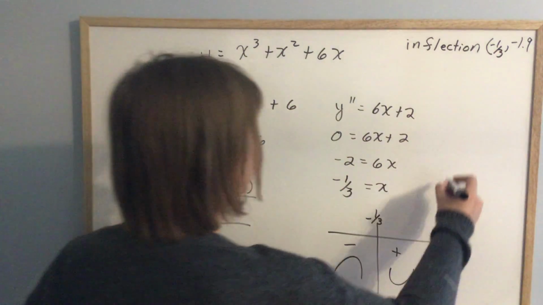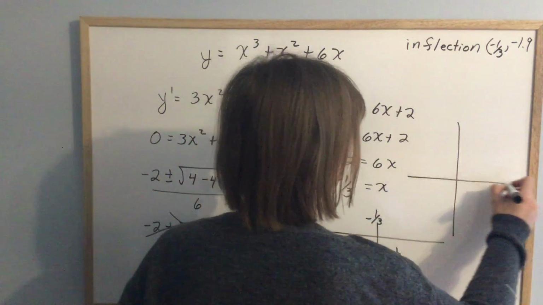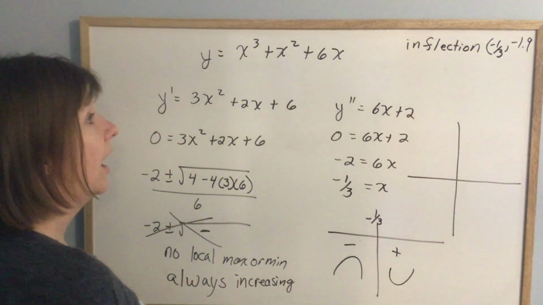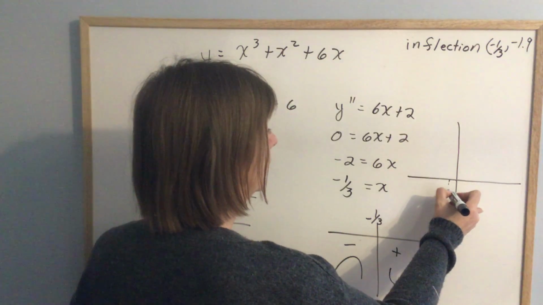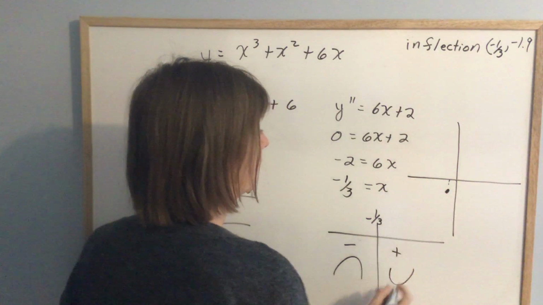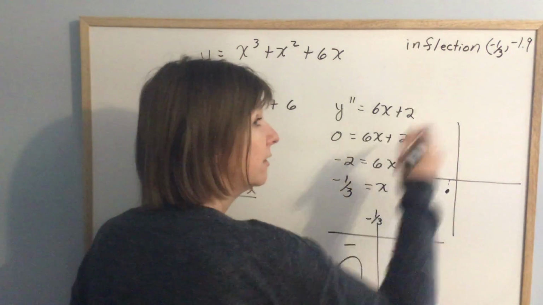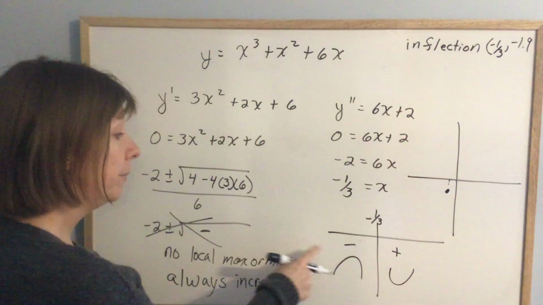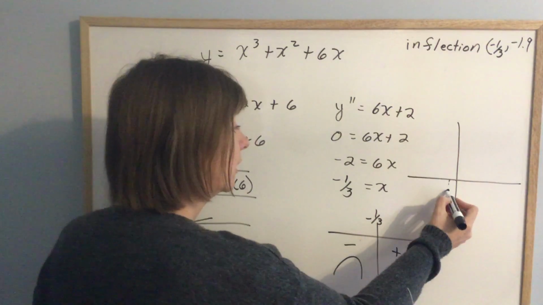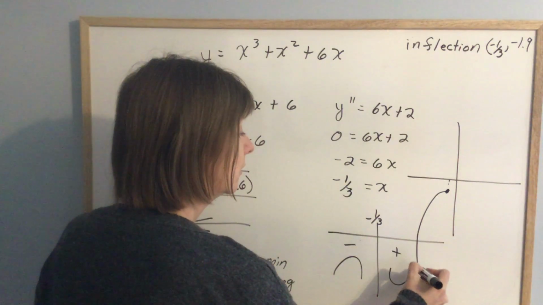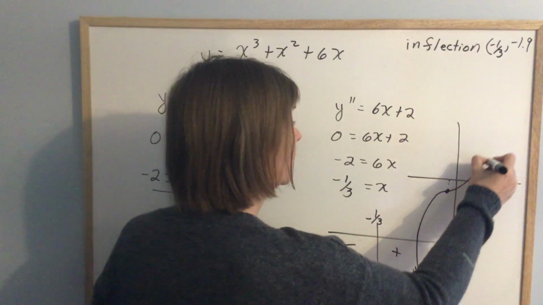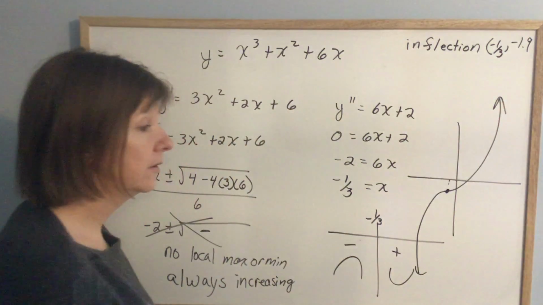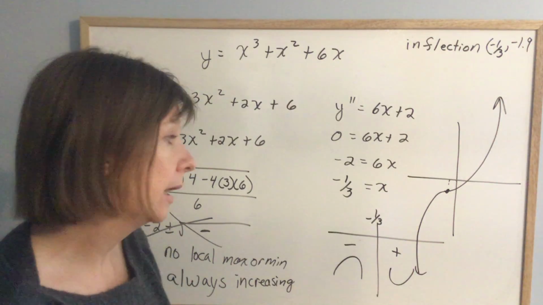So now, if I'm drawing this, I don't have a lot of space to draw it, but I have an inflection point at negative 1/3 and almost negative 2. The graph is always increasing, but before this point, it's concave down, and after this point, it's concave up. Ta-da, I just graphed it. All right.